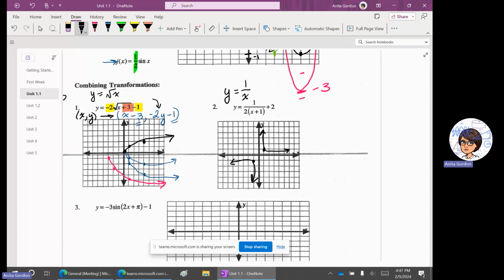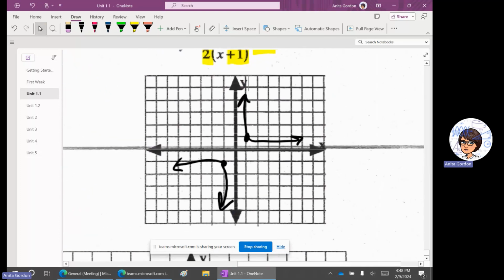What am I doing here in terms of transformation? I see a 2 next to the x. So that tells me I have a horizontal compression by 1/2. So I'm squeezing it in. I have a shift to the left by 1, and I'm shifting it up 2. There are no negatives here, so I don't need to worry about a flip. So this one's going to be a little tricky to see because, well, here, I'll zoom in.